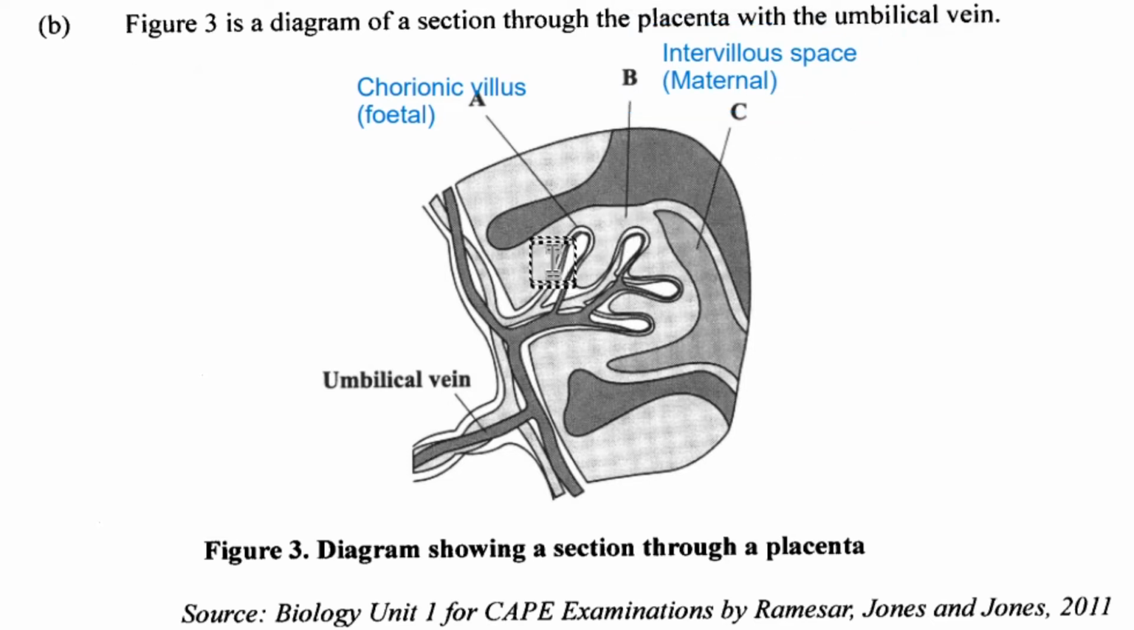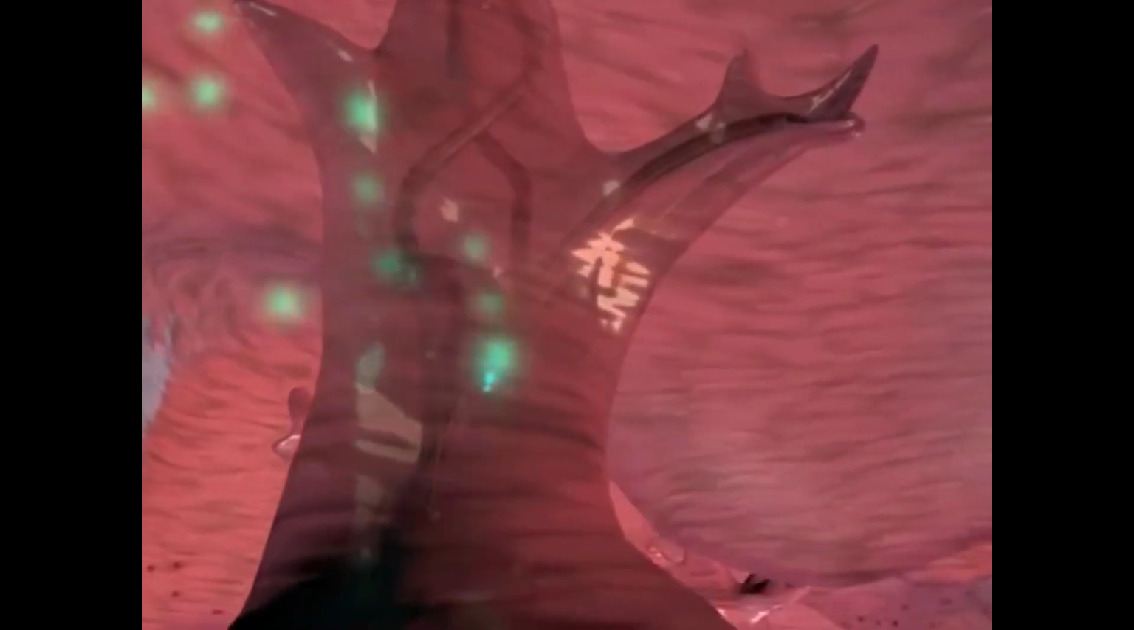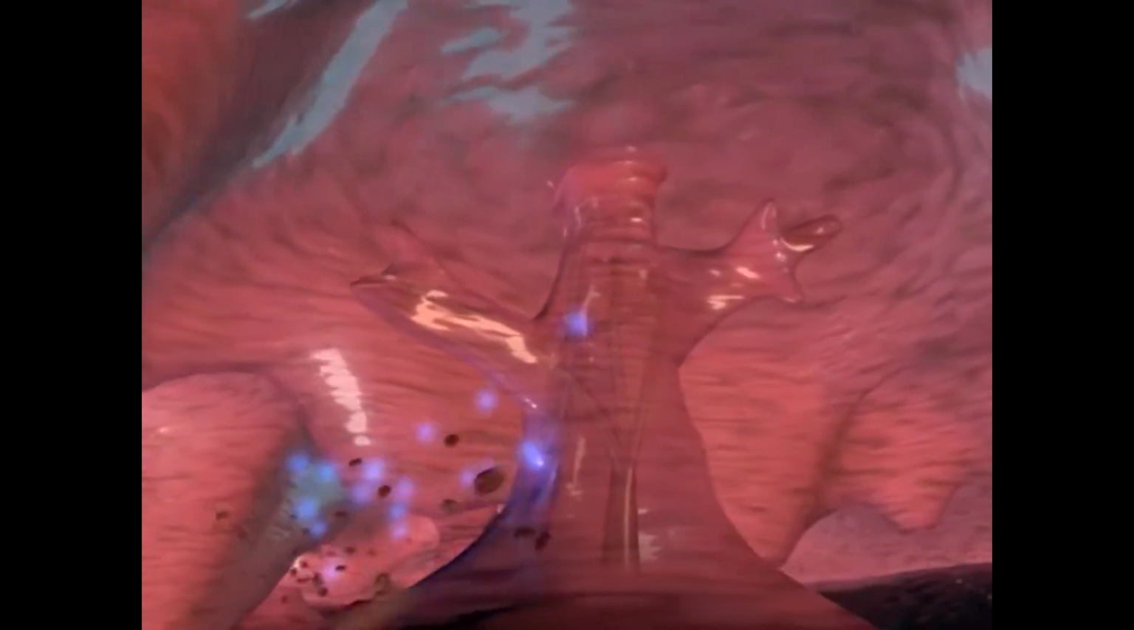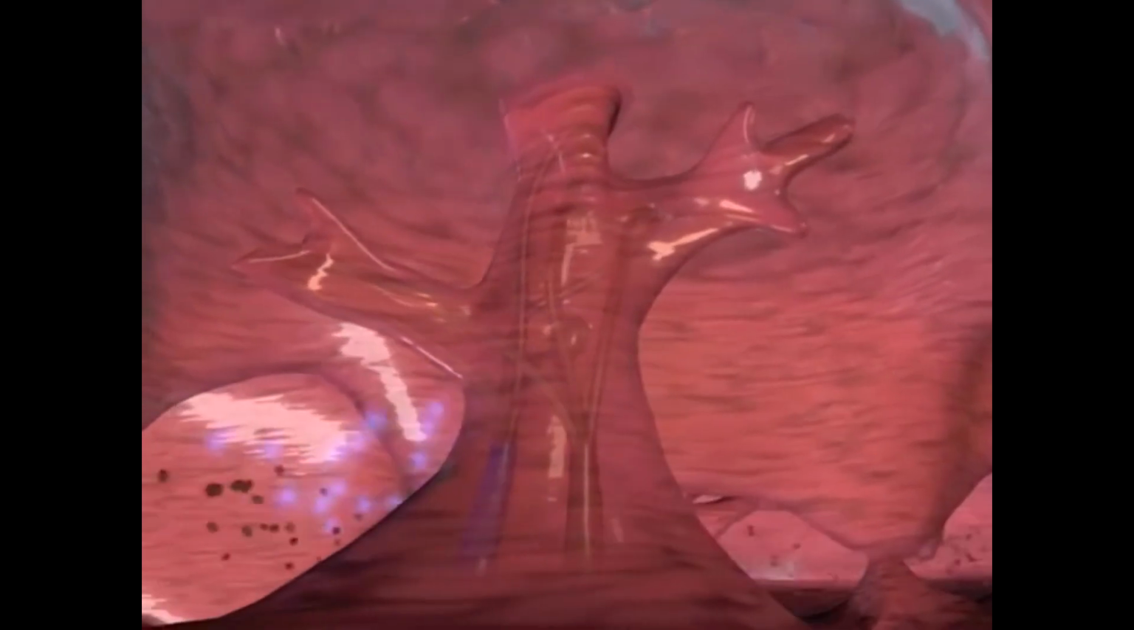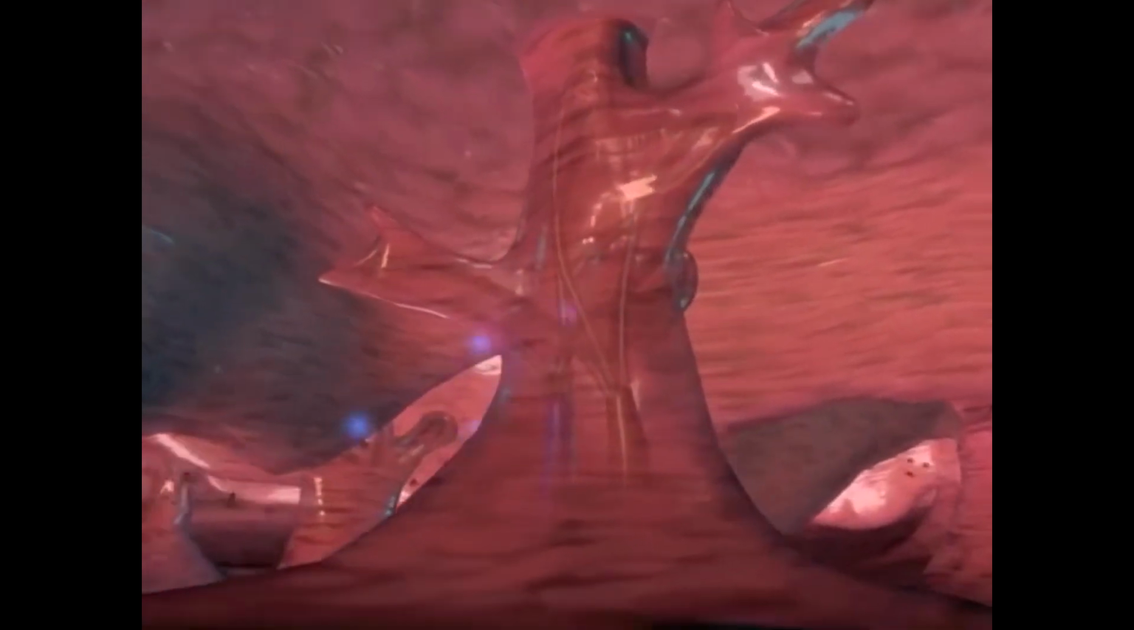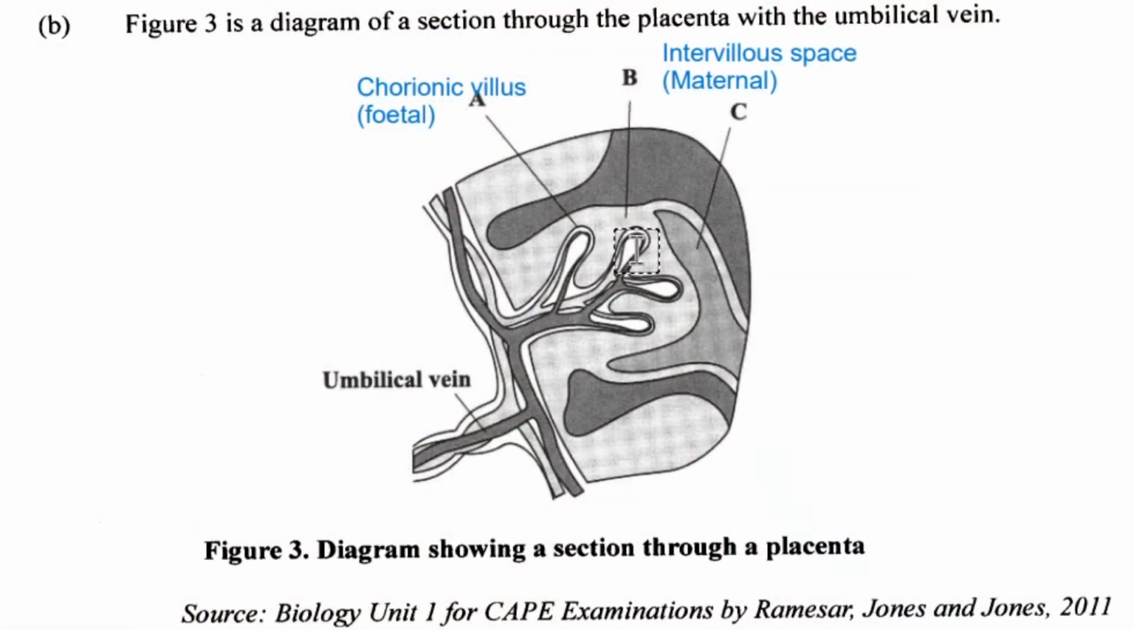So everything that is surrounding the chorionic villi, everything here is going to be of maternal origin. So this is where the maternal blood is going to come in and is going to have contact with the fetal bloodstream. Now remember, the maternal blood doesn't directly flow into the fetal bloodstream. All it does is exchange materials through these membranes here.